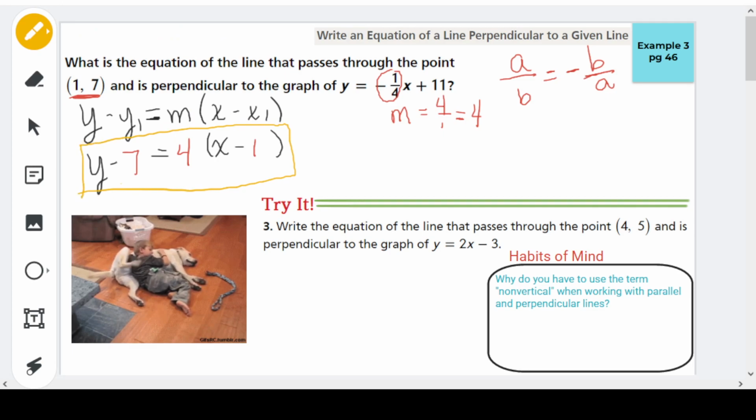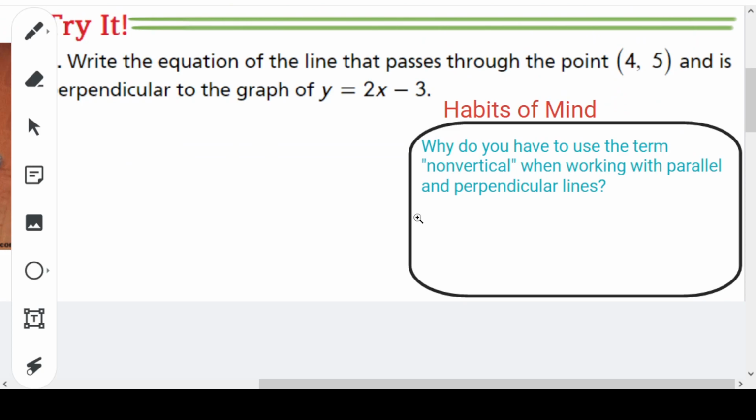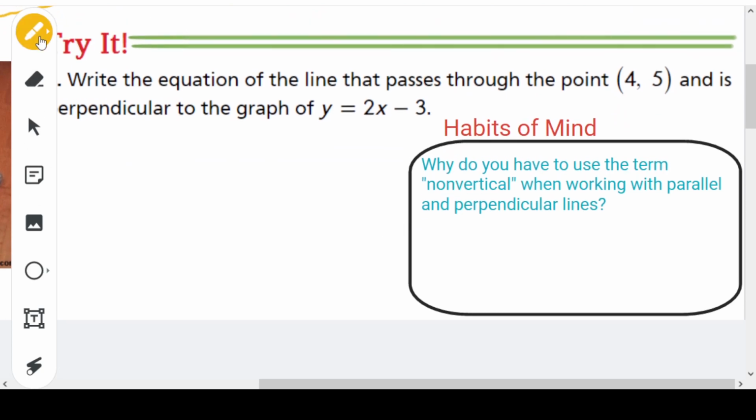All right, we're going to try that again. All right, let me zoom in on that try it. Get you a nice big screen. So it says, write the equation of the line that passes through the ordered pair 4, 5 and is perpendicular to the graph of yada, yada, yada.